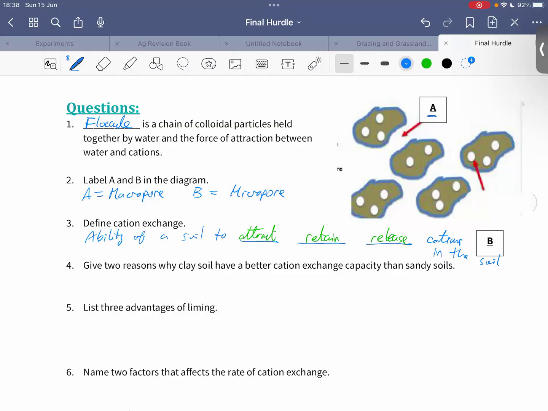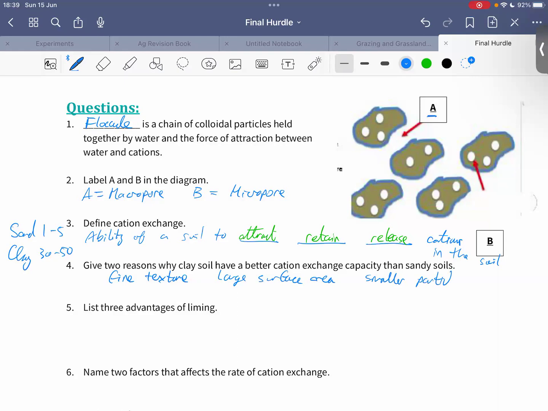Remember, your sand has a cation exchange of about 1 to 5, and your clay is give or take about 30 to 50. Way bigger. The smaller the particle, the greater the cation exchange. Right, two reasons why clay soils have a better cation exchange than sandy soils. I'm after giving you one of them. A fine texture, that is a brilliant point. They have a finer texture, savage. Larger surface area, brilliant. Large surface area. And going to have smaller particles, super.